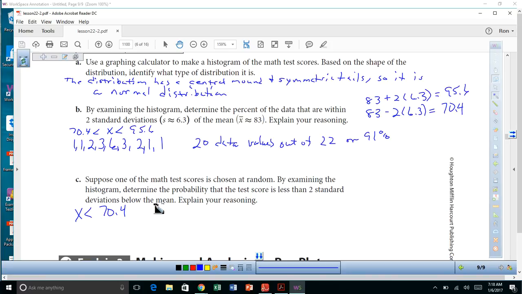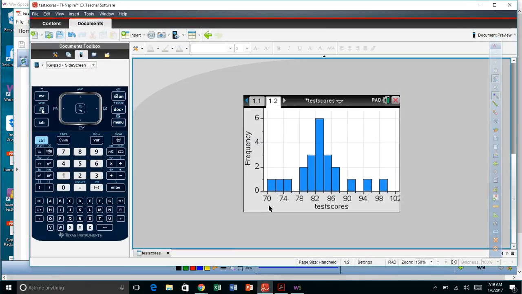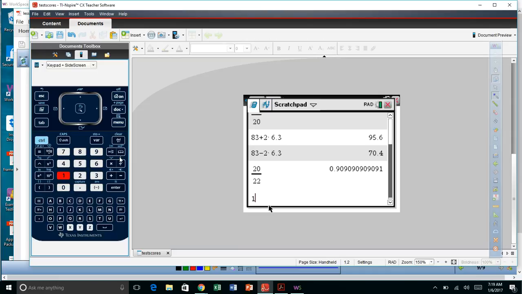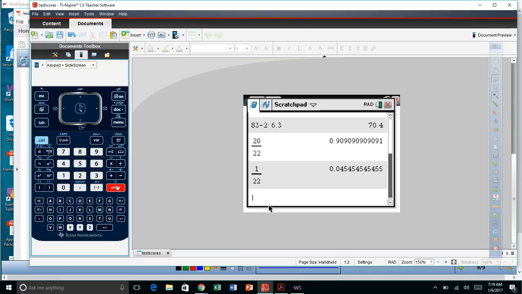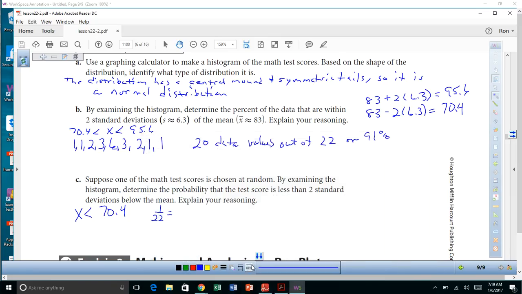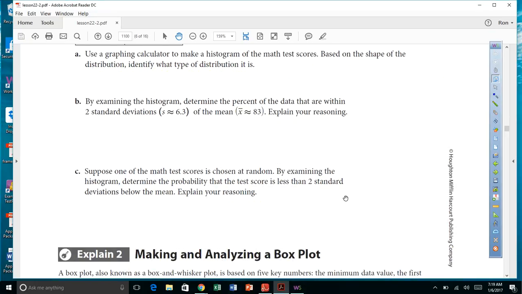So that would be 1 over 22, which is 1 divided by 22, and 0.045. Yeah, we'll just say 0.045, which is approximately 5%. All right, that's not too hard.